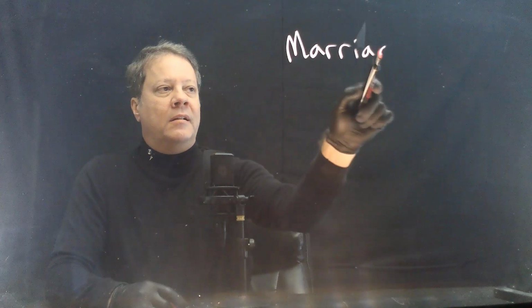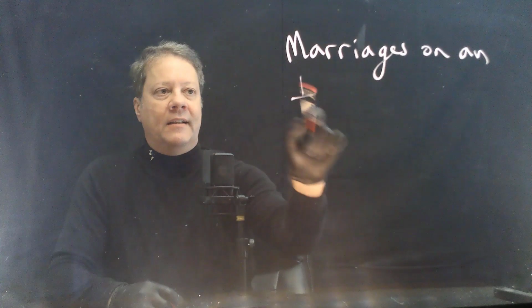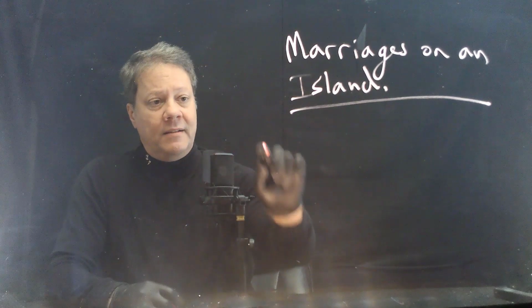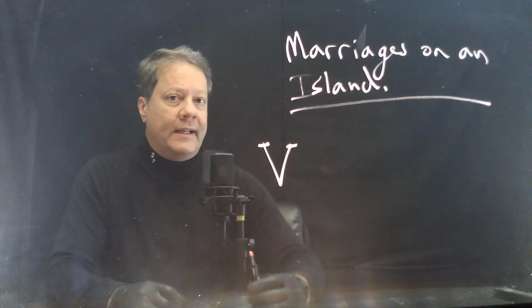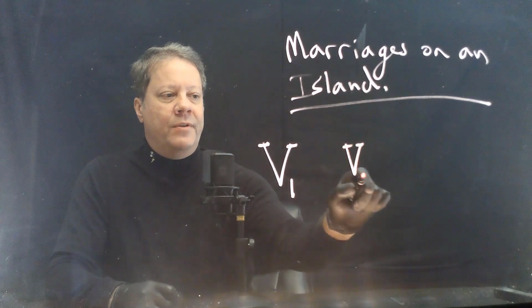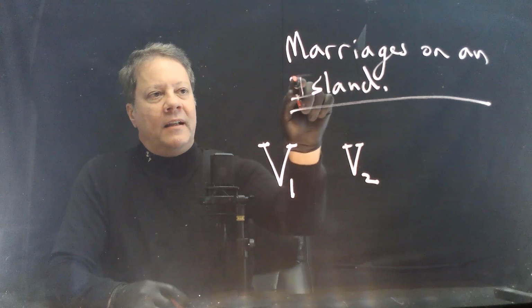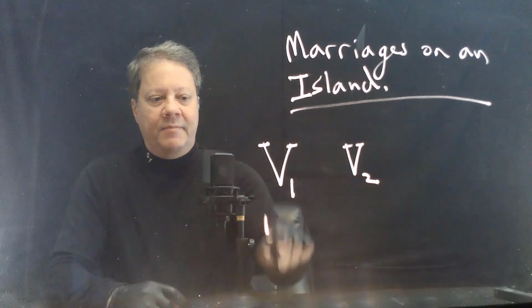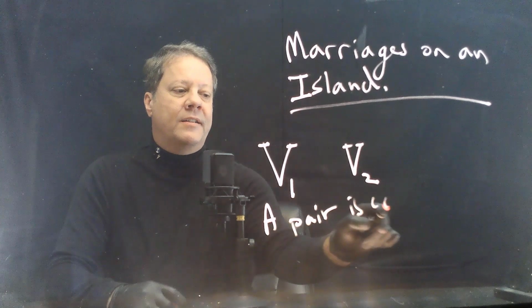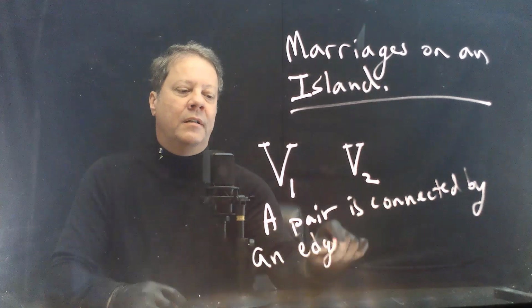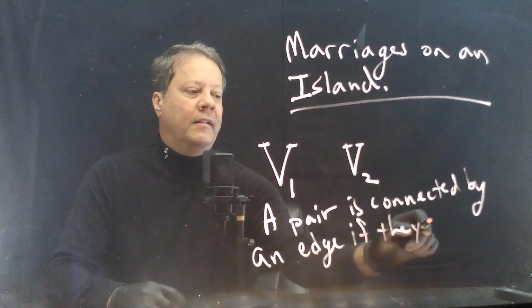This brings up a classic example of marriages on an island. Let's suppose that we have a group of single and heterosexual individuals. So we'll have V1 be the men and V2 be the women. And we would like to make a list of all possible acceptable pairings between the men and the women. We'll say a pair is connected by an edge if they are mutually compatible.